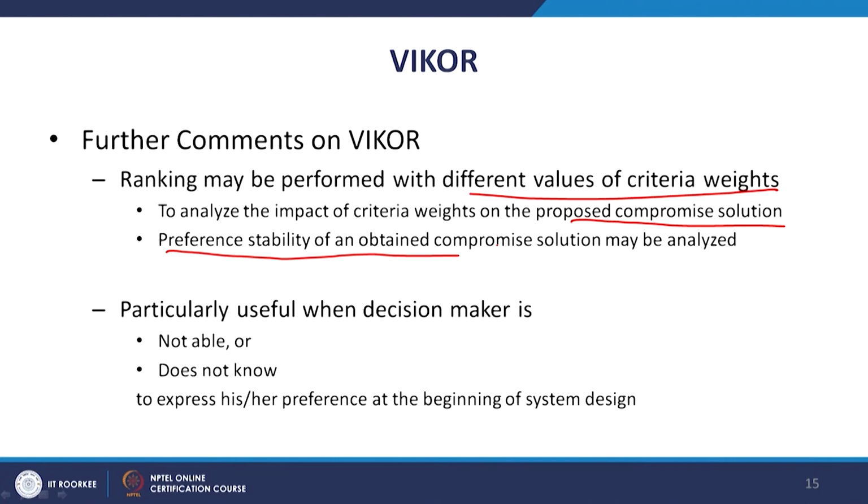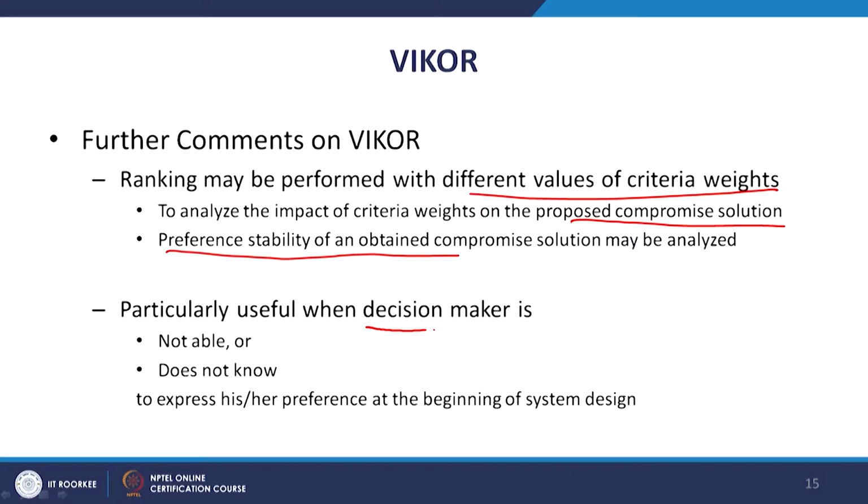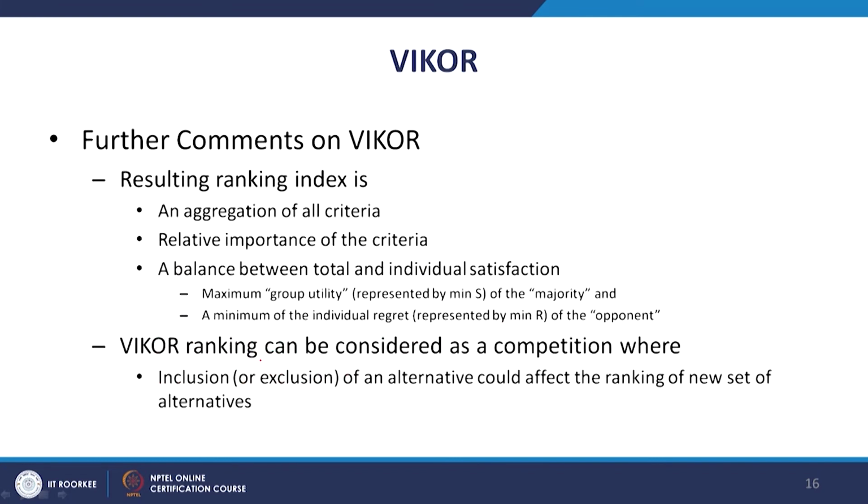Now, when could this particular technique be useful? An important aspect of VIKOR we have already talked about is that it not only produces the ranking list or best alternative, it also gives us the advantage rate. That is one aspect we have already discussed. However, if the decision maker does not know their preference at the beginning of the decision problem, then VIKOR can probably help in that sense. So, this is one aspect where VIKOR can be useful.